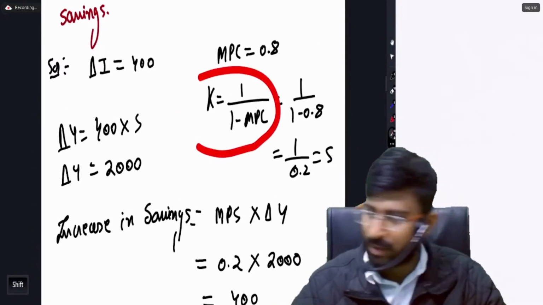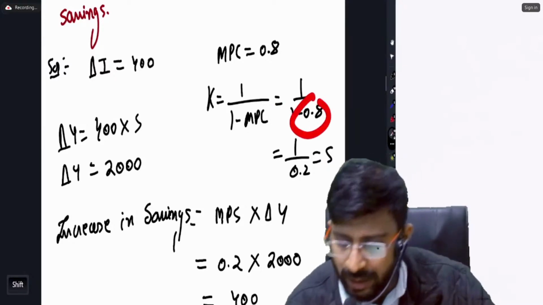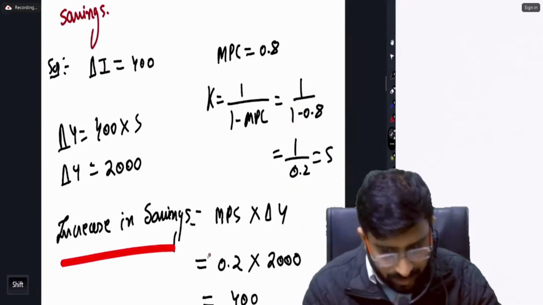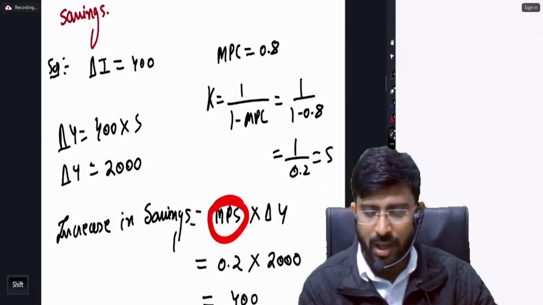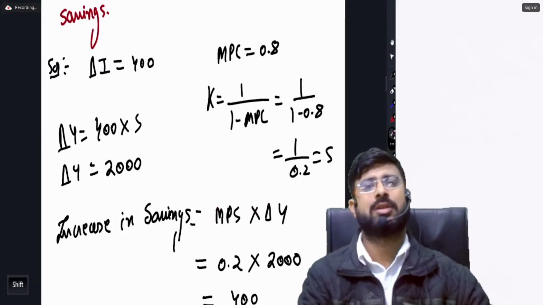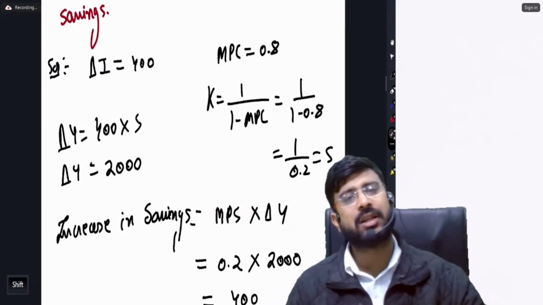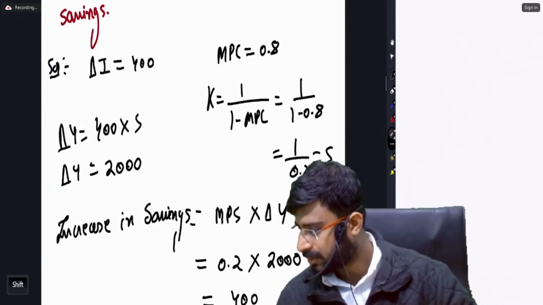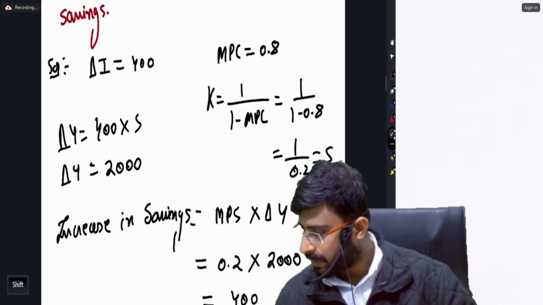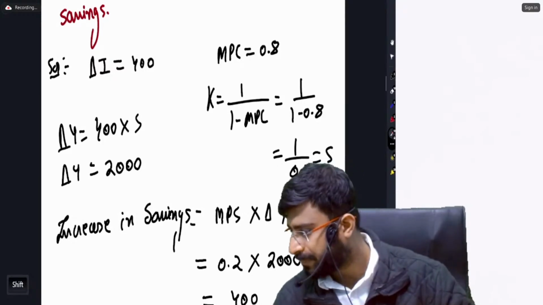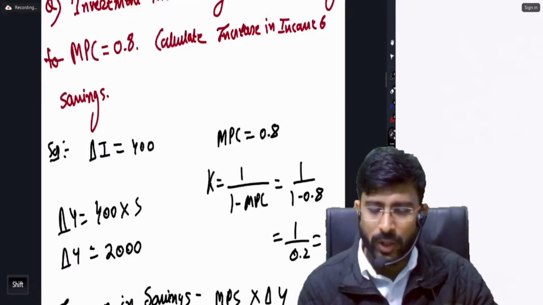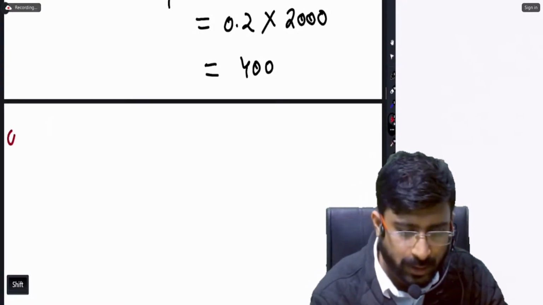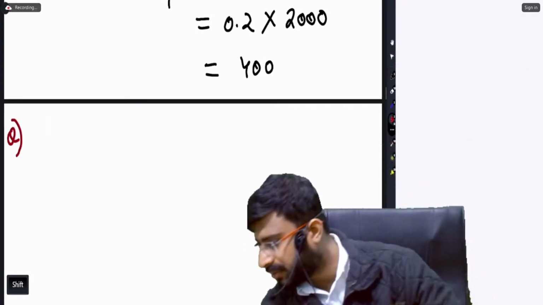So it's very easy. K equals 1 by 1 minus MPC, and accordingly you put the respective values to arrive at the answer. Increase in savings is MPS into delta Y. Is that clear, friends? Yes, sir, it's crystal clear. Very good. Let's go ahead and discuss the next question.